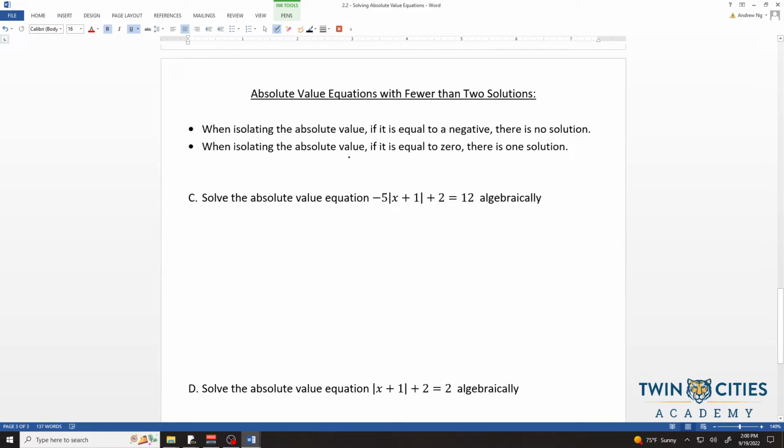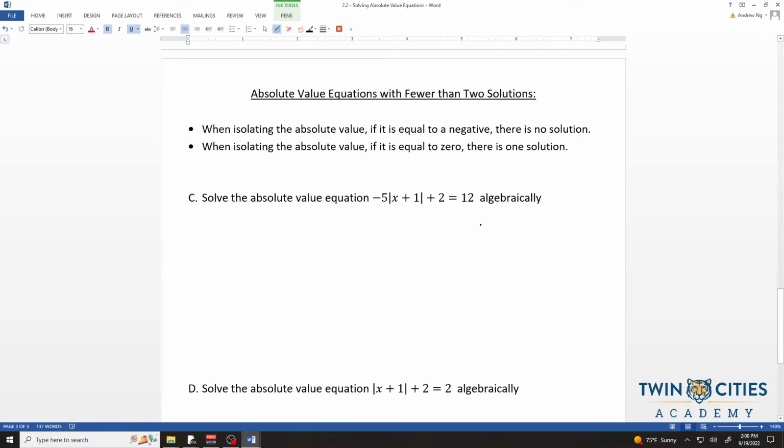If we isolate the absolute value and it's equal to exactly 0, so this time the absolute value of x plus 9 is equal to 0, well, then there's one solution. And just like the 2 above, if we isolate the absolute value and it's positive, then we know that there's 2 solutions. So let's check out these last 2 examples.